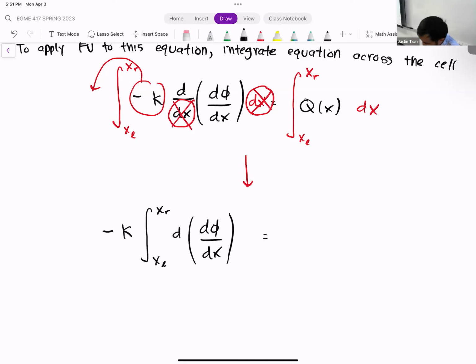If you've never seen this notation before, when you have just a d by itself, this right here is what's called a perfect differential.